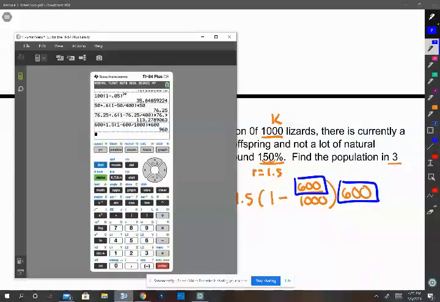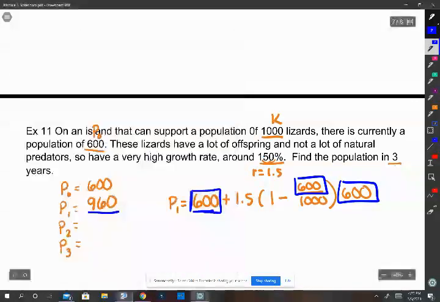So in our calculator, we're going to go 960 plus 1.5 parentheses 1 minus 960 divided by 1,000, close our parentheses, and times it by 960. So now we get 1017.6. And notice how that is above the carrying capacity. So it was below, and then it got close to it. Now it's above.